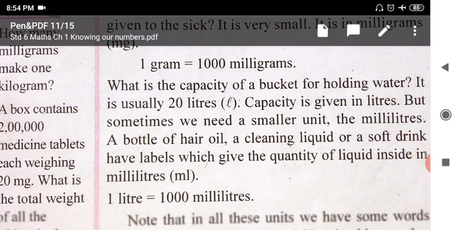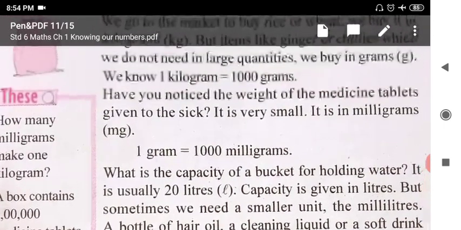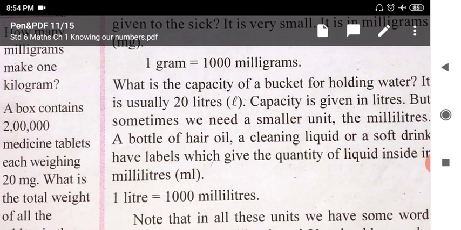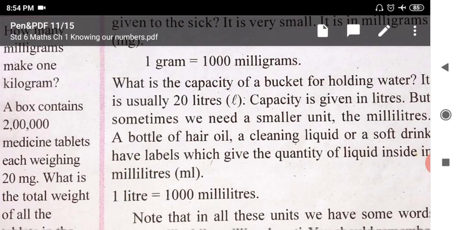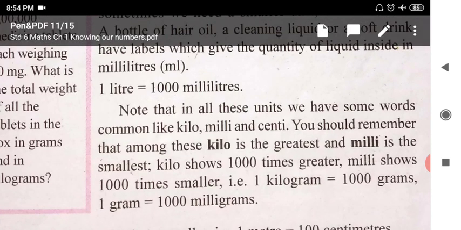Next comes capacity. For measuring the capacity of any liquid substance, we use liters and milliliters. Just like 1 kilogram is equal to 1000 grams, in the same way 1 liter is equal to 1000 milliliters. This thing also we have to keep in mind whenever practical problems come. At that time it will be helpful.